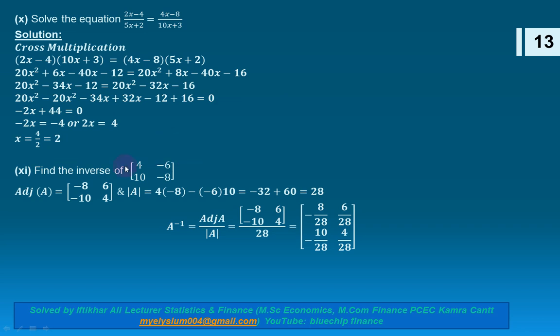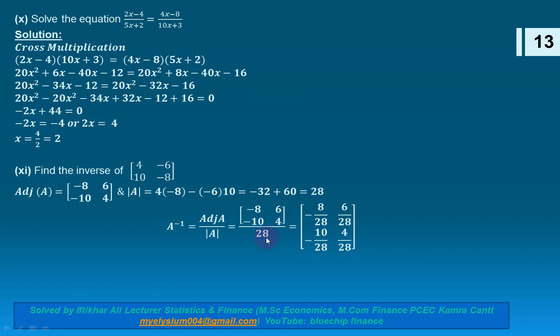11th question, find the inverse of the matrix 4, minus 6, 10, minus 8. Inverse is always equal to adjoint over determinant. In the case of the adjoint, we just swap these two elements and change the signs of the other two elements. So minus 8, plus 6, minus 10 and 4 is the adjoint. The determinant is the cross multiplication and subtraction: 4 multiplied by minus 8 minus 6 multiplied by 10, and that will be equal to 28.